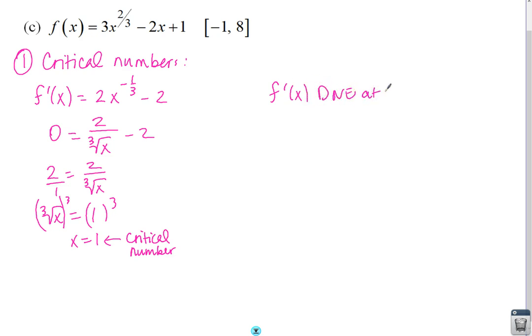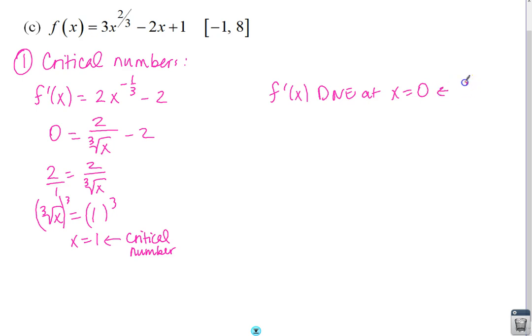What do you guys think? This is f prime of x. Is there anywhere where I can't plug in an x value? X equals 0. If I plug in a 0 into my derivative right here, I would have a 0 in the denominator, which we are not allowed to have. So because you have a 0 in the denominator, my derivative does not exist at x equals 0.